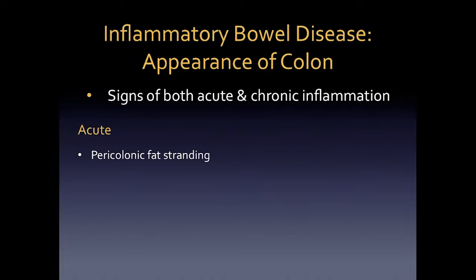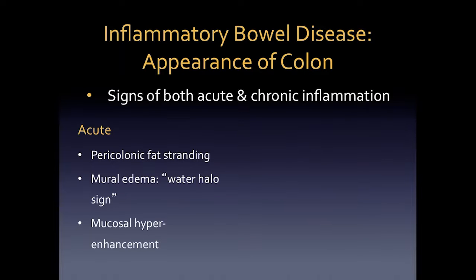Signs of acute inflammation. Number one, pericolonic fat stranding. Number two, wall edema, sometimes called the water halo sign or the target sign. We'll take a look at that. And then mucosal hyperenhancement.